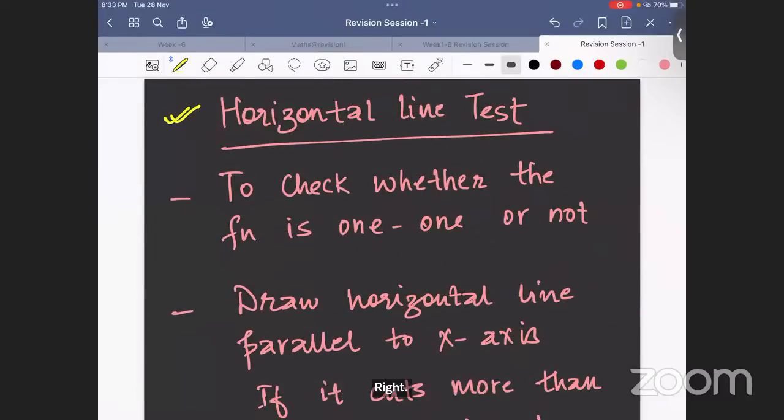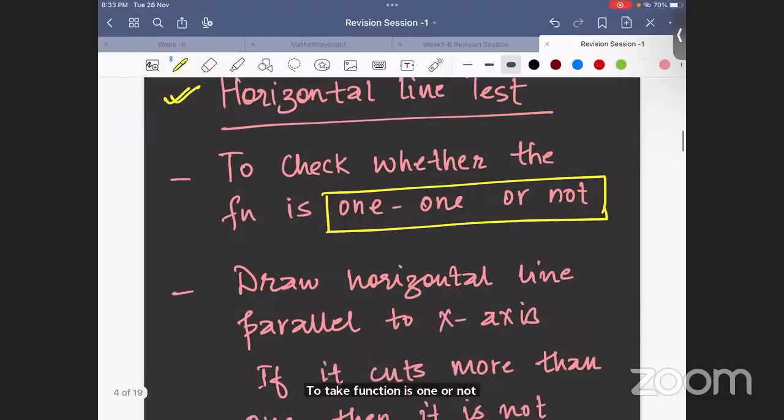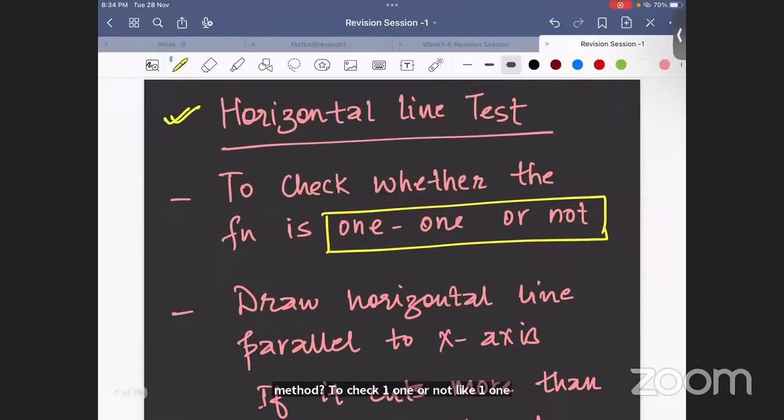Okay. Why do we do horizontal line testing? To check whether the function is one-one or not. What are the other methods to check whether a function is one-one or not? Inverse. Correct. If x1 is equal to x2, then f of x1 is equal to f of x2. Correct. One piece of information has been given to you.